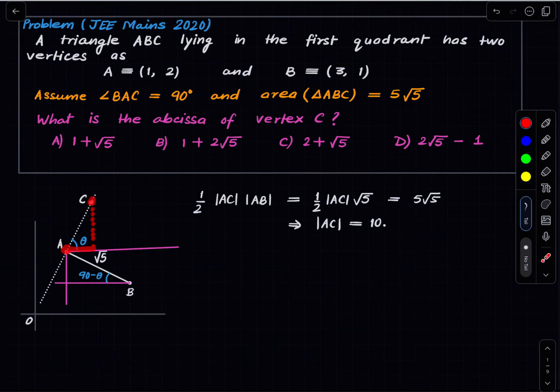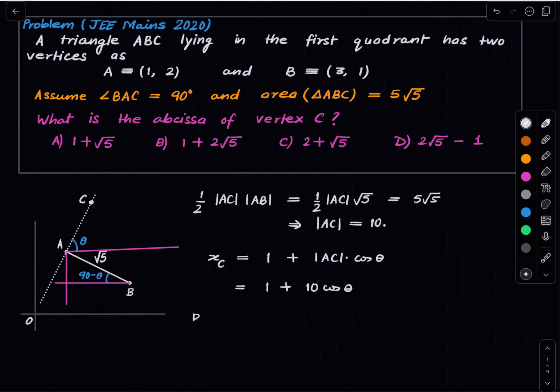So once you note that, we can write the abscissa of C, which I am denoting like that, is the abscissa of A plus the length of AC times cos theta. Why? Because by definition of the cosine, if you drop this perpendicular, this length is cosine of theta times the length of AC. Just basic trigonometry. So we have that, and therefore this is equal to 1 plus 10 cos theta. And if we can find cos theta, we will be done.